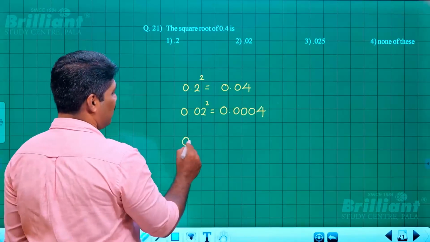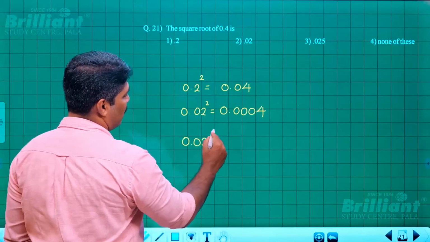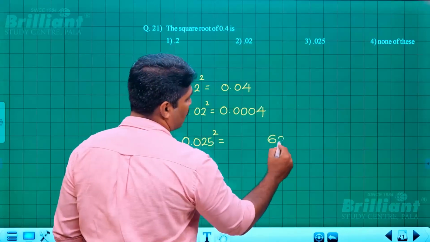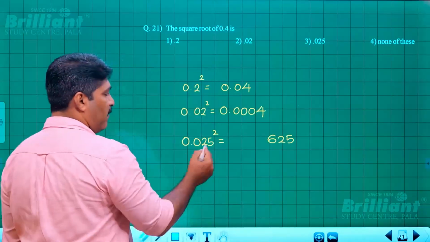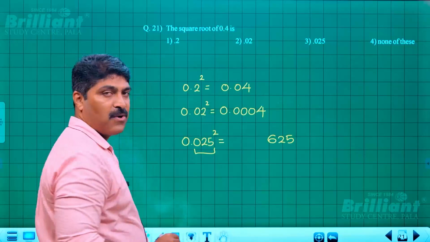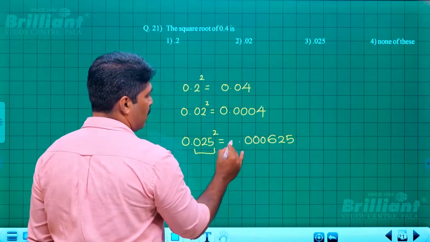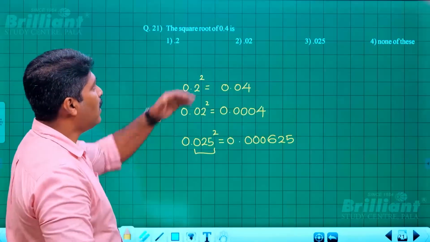So then what about 0.025 square? As we know, the square of 25 is 625. But here we have 3 decimal places. Therefore, its square should contain 6 decimal places. So put 3 zeros here. So this will be the answer. These are not equal to 0.4.